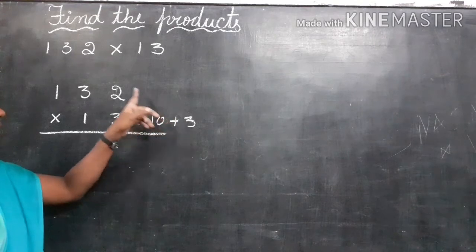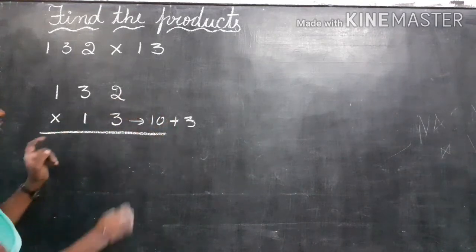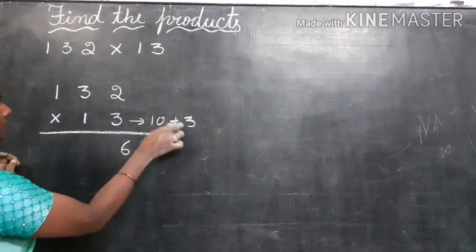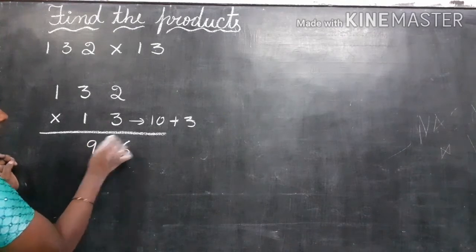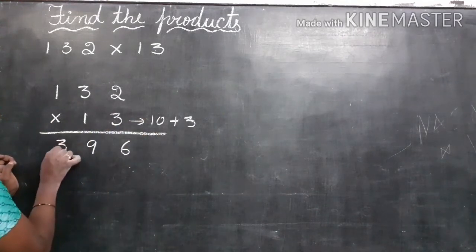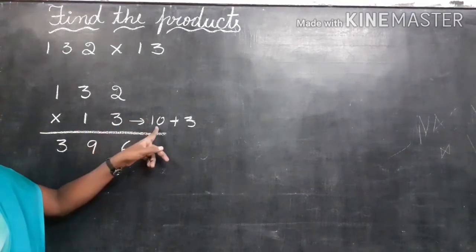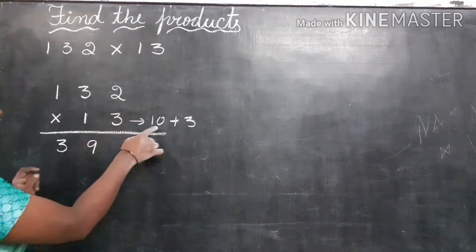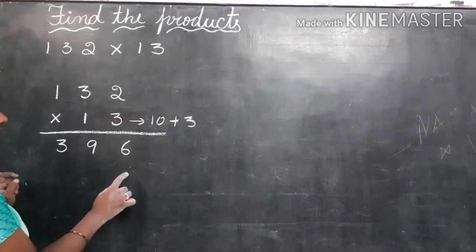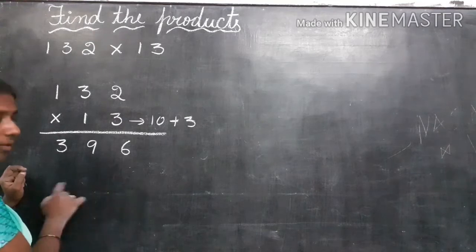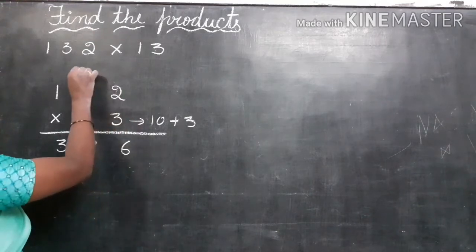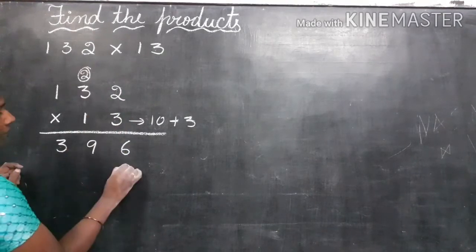First we have to multiply with 3. 3 twos are 6. 3 threes are 9. 3 ones are 3. Next we have to multiply this with 10. 10 twos are 20. Here we are not giving a carry, we write it directly one place down. So here 2, here 0.